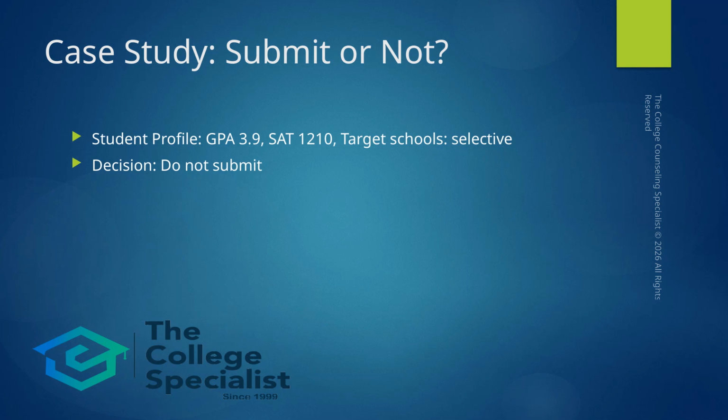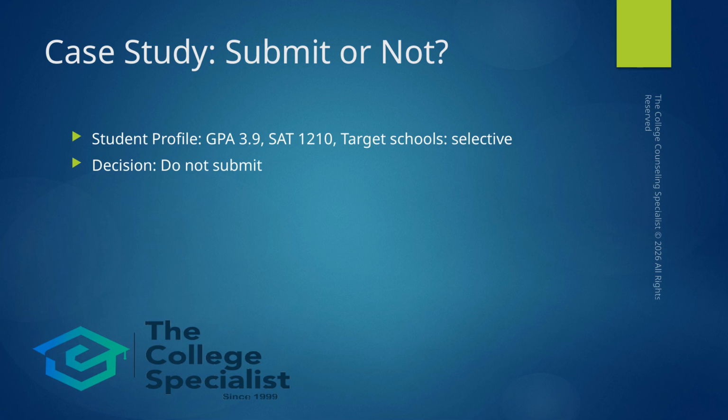Consider a student with a 3.9 GPA and a 1210 SAT applying to selective colleges. In this scenario, the GPA is strong and demonstrates consistent academic performance, but the SAT score falls below the typical range for many selective institutions. Submitting the score could unintentionally weaken the application by drawing attention to a metric that doesn't reflect the student's true academic ability. By choosing not to submit, the student allows admissions officers to focus on their strengths: rigorous coursework, strong grades, meaningful activities, and compelling writing.